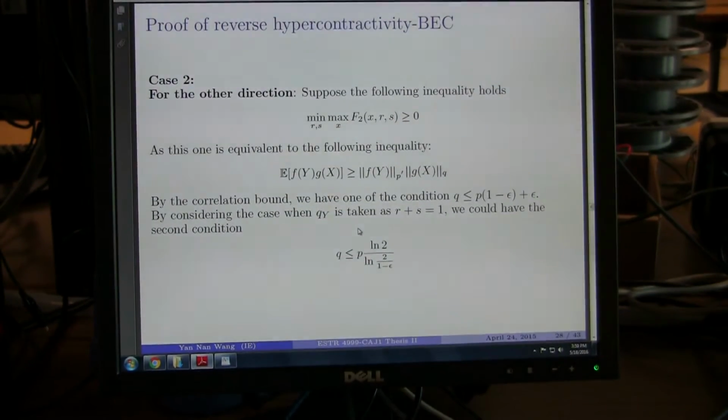For the other direction, suppose the divergence inequality holds, then we want to get the upper bound for Q. This one is equivalent to the following inequality, so we could first, by the correlation bound, get one of the conditions, that is Q is less than the correlation bound. Then we just need to consider the case when Q_y is taken as r plus s equal to 1. Then we could reduce f2 into a simpler form and then get this inequality. So the other direction is also done.